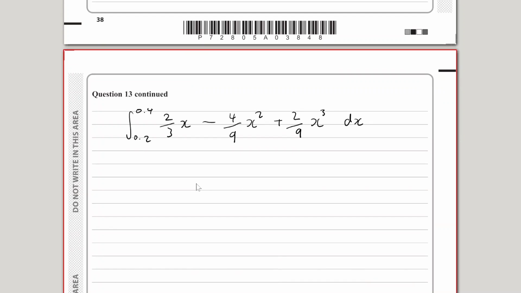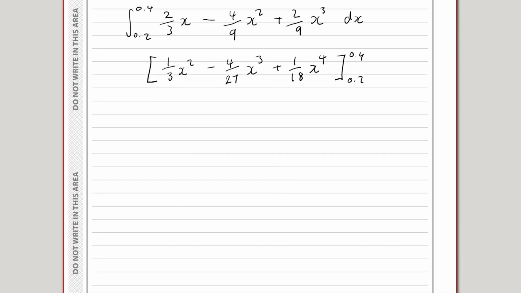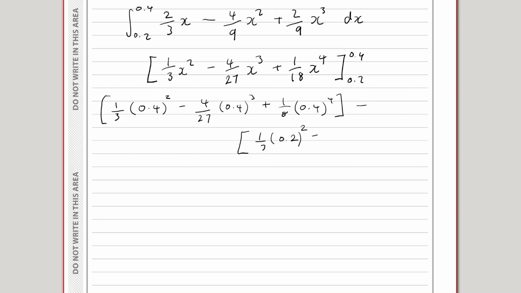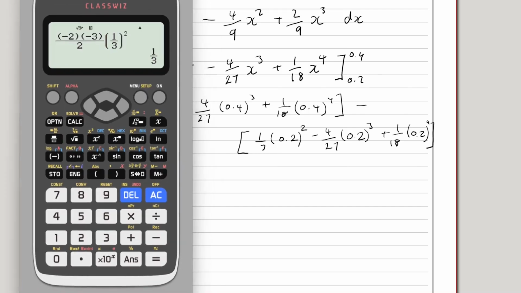So now let's integrate, add 1 to the power, divide by the new power. So 1/3 x squared minus 4 over 27 x cubed, plus x to the power of 4. So 2 over 36 is 1/18 x to the power of 4. And then between 0.4 and 0.2. So we'll substitute in 0.4, substitute in 0.2, and take them away. And let's see what we get.